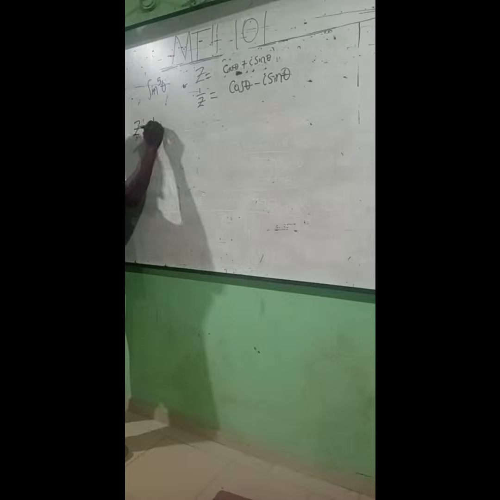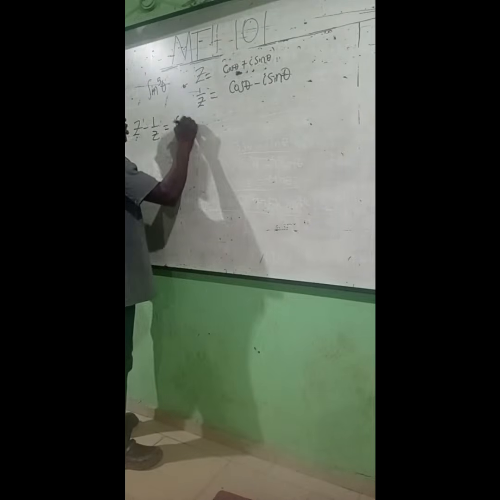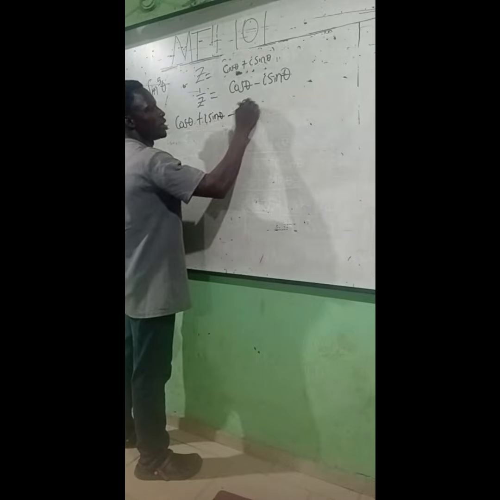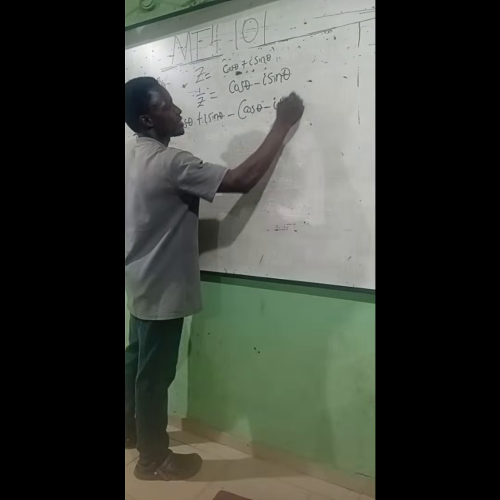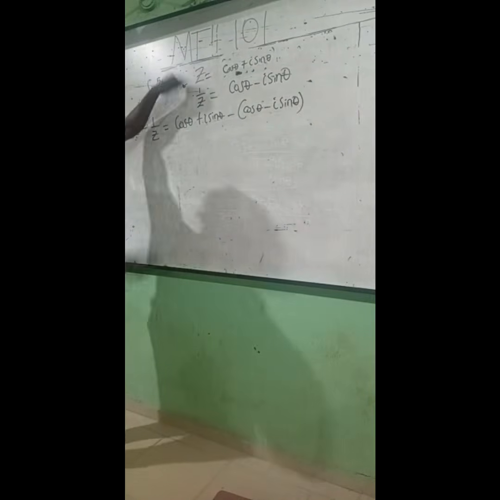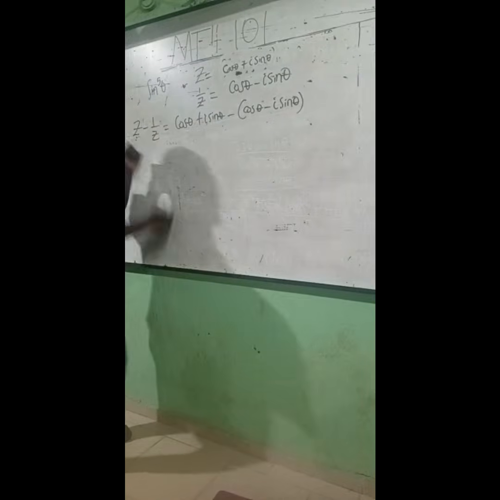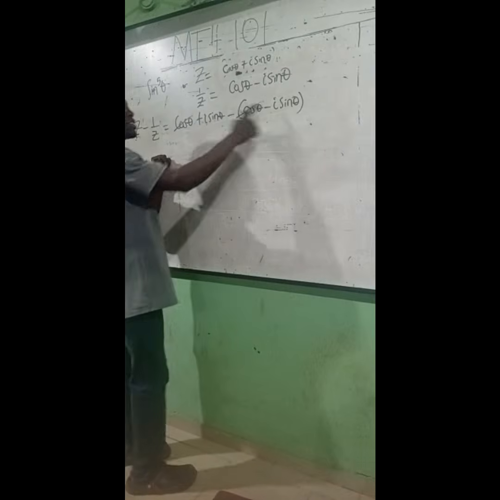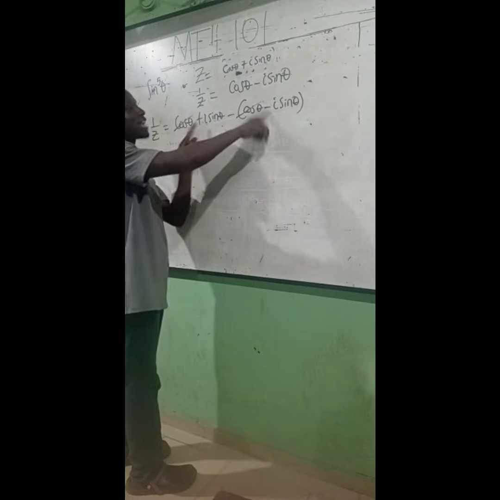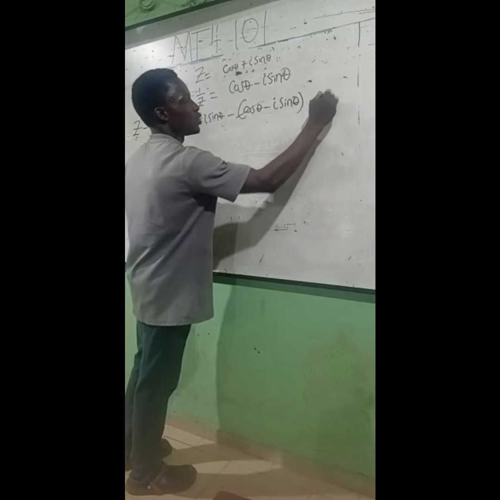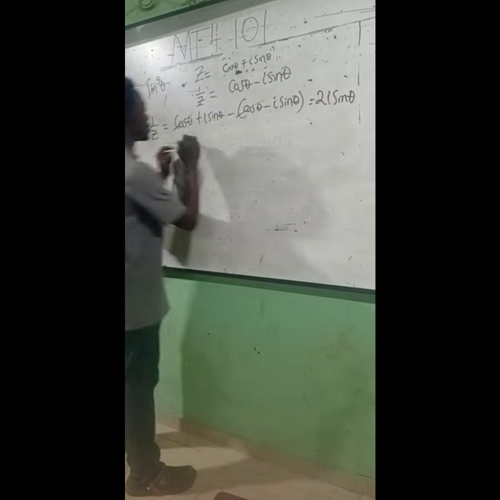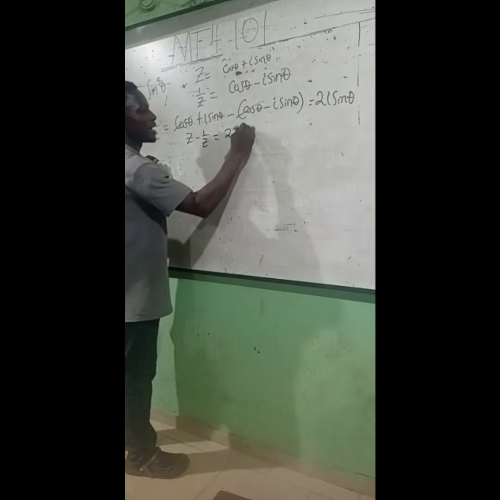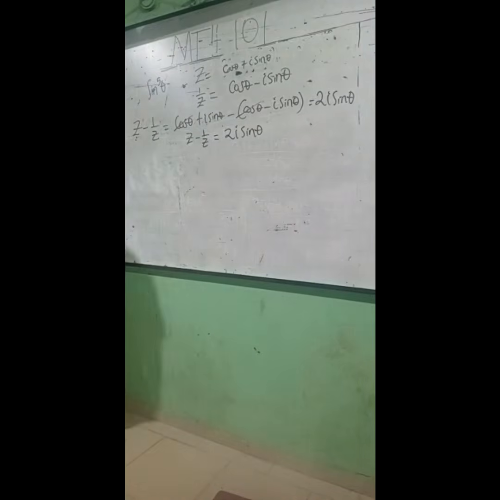Now z minus 1 over z equals cos theta plus i sin theta minus cos theta minus i sin theta. Z minus this gives us this minus this, isn't it? This cancels, isn't it? So minus times minus is plus, right? i sin theta plus i sin theta is 2i sin theta. So z minus 1 over z equals 2i sin theta. Do we get it to that part?